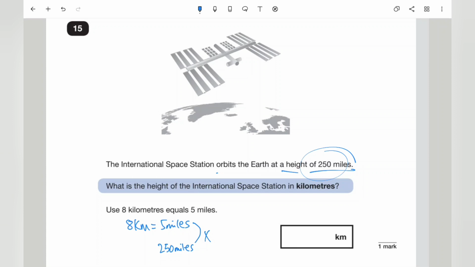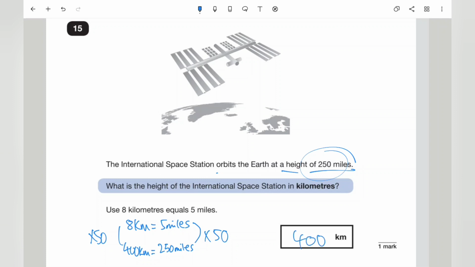So 5 times y is 250. So if you look at it, we know 5 goes into 25 5 times. So 250 would be 50 times. So whatever we do to the right, we have to do to the left. So you do 8 times 50. Okay, 8 times 50 would give us 400 kilometers. So therefore, if you work it out, what is the height in kilometers? It will in fact be 400.